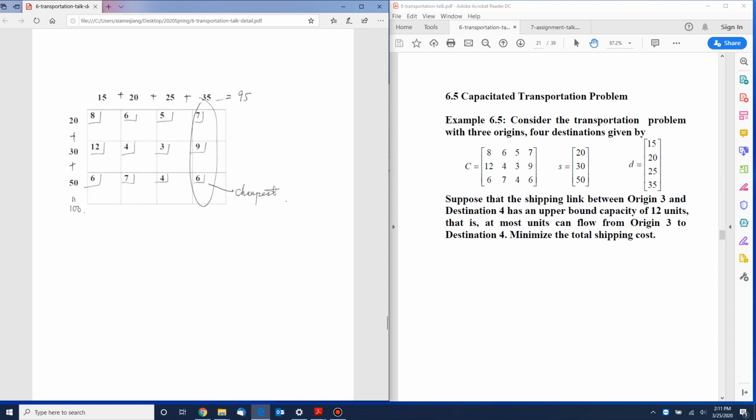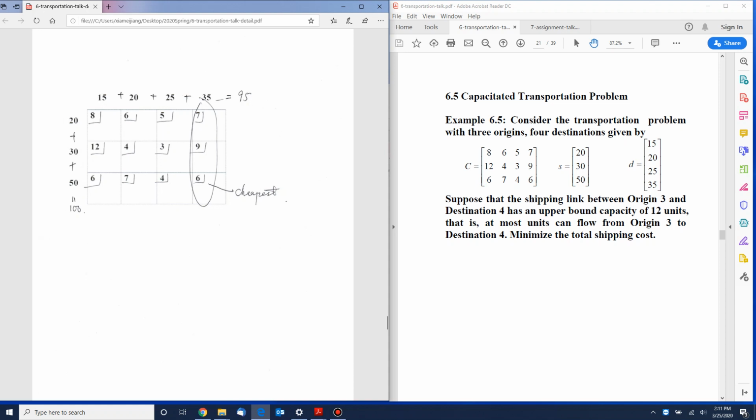Now we still want to minimize the total shipping cost. You probably say that maybe we don't need to have some units from origin 3 to destination 4. That's possible, right? But if we do, how may we satisfy the upper bound capacity of 12 units?